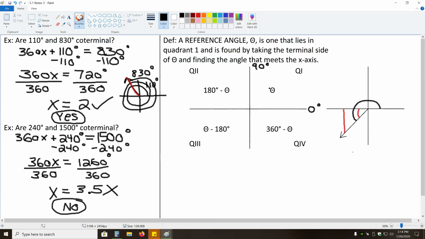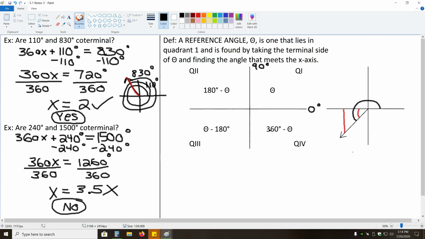This graph says if your angle is in quadrant 1, then you have your reference angle theta. If it's in quadrant 2, then you take whatever angle you have and subtract it from 180 degrees. That will give you the reference angle. If it's in quadrant 3, take your angle and subtract 180 degrees from it. And if it's in quadrant 4, subtract that angle from 360 degrees.